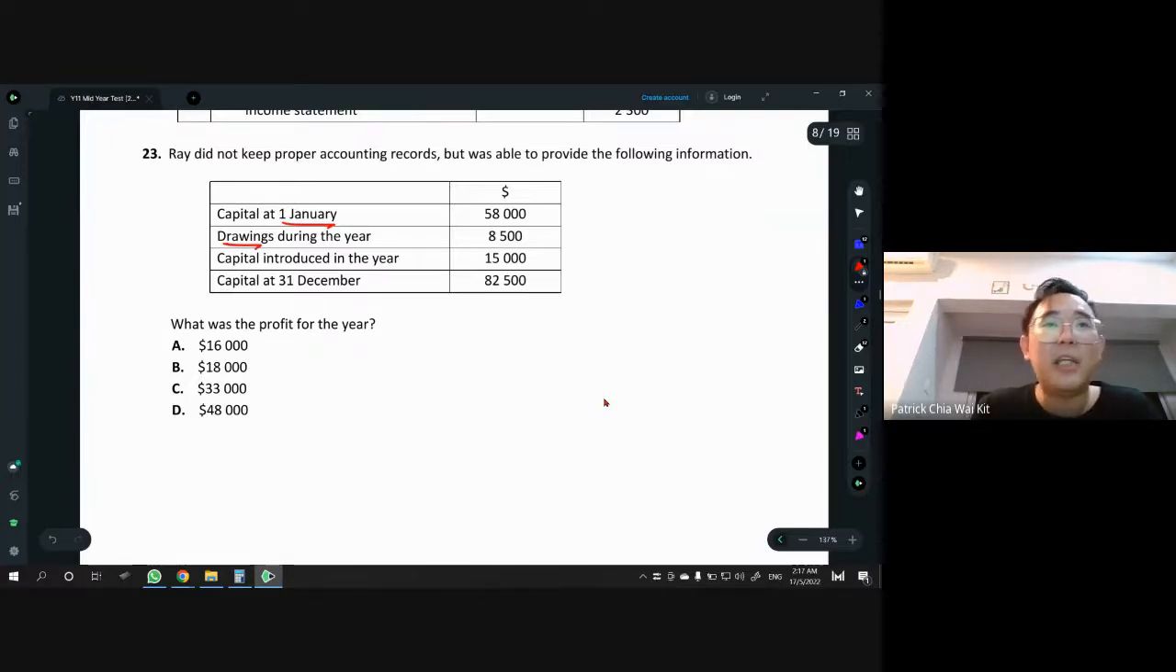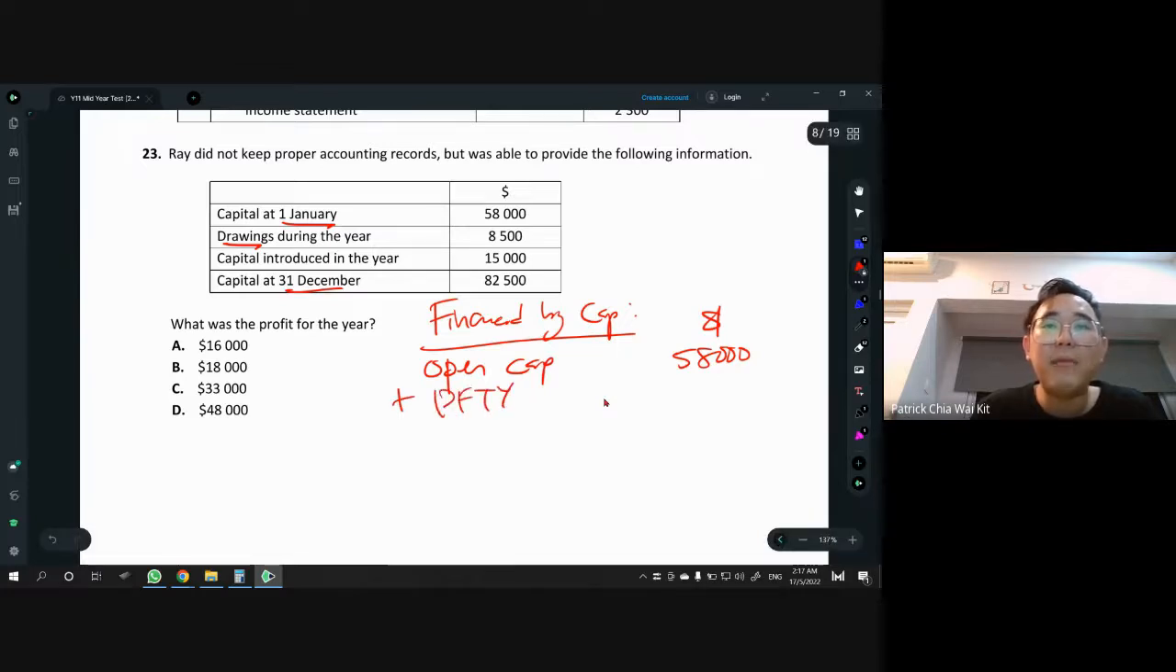They give us capital introduced. They give us closing capital also. So we need to use the finance by capital formula. All right, we start with opening capital. It's given here, opening capital 58,000. Then the formula next is supposed to be plus profit for the year, but do we know? We don't know. We need to find this, so I put X first.